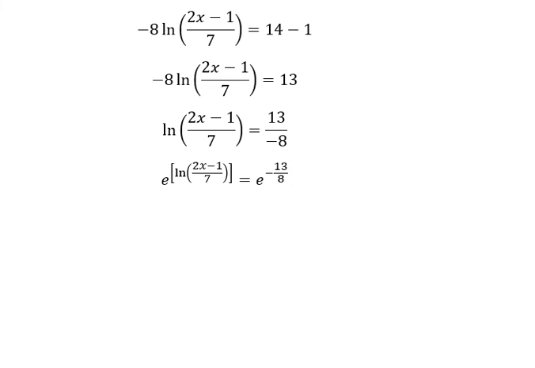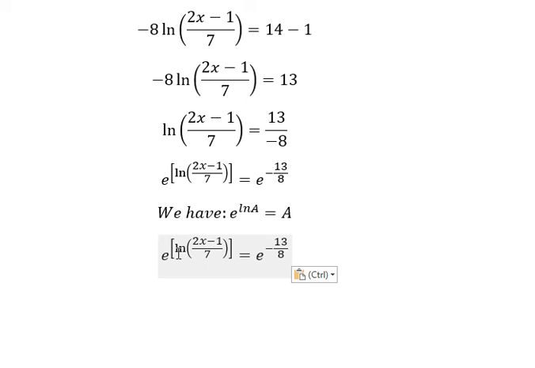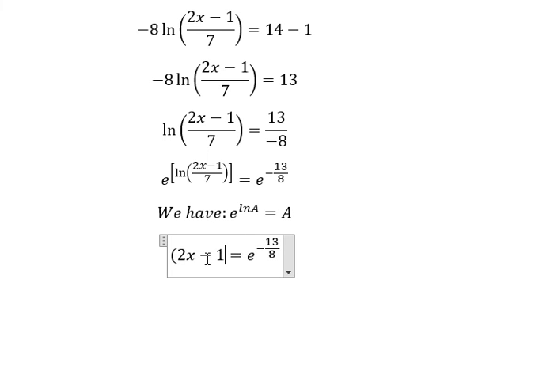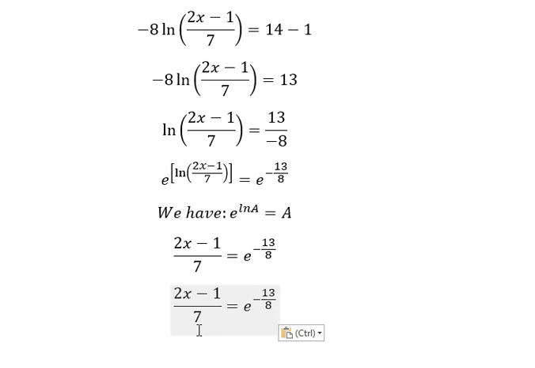So we have the formula in here: e to the power of ln a, you will have capital A in here. So capital A represents this one. So for this one, we will have 2x minus 1 over 7. Now I will multiply both sides by 7 in here.